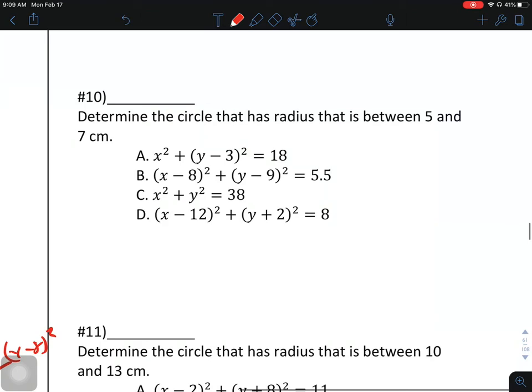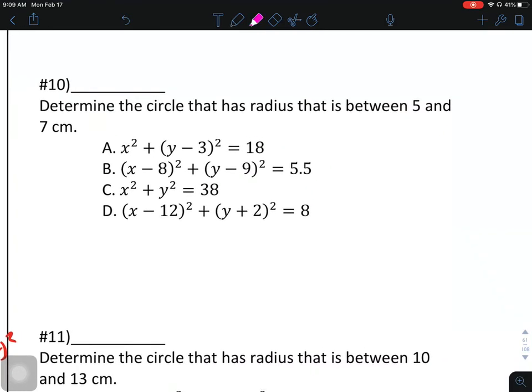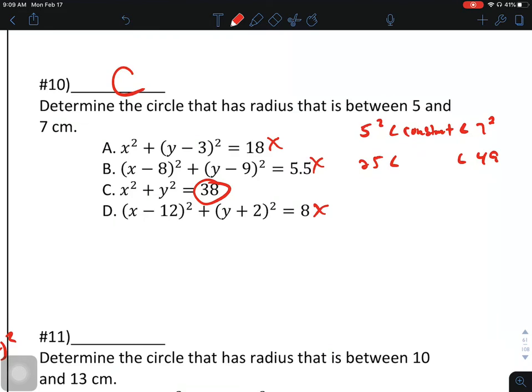Number 10, determine the circle that has a radius between 5 and 7. Well, that's interesting. All of these are in the proper form. They're all in standard form of a circle. Just have to look at the radius. If it's between 5 and 7, that means the constant has to be between 5 squared and 7 squared. That's between 25 and 49. No, no, no, yes. The answer is C. I like that question. Interesting.